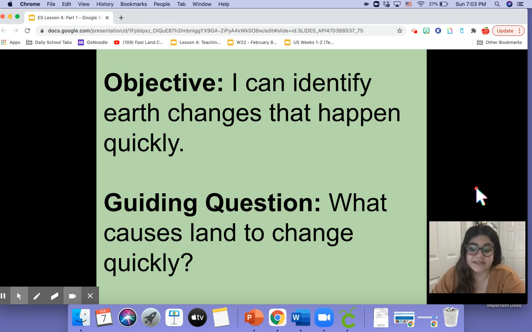Remember, objective is our goal. What do we want to learn by the end of this lesson? Let's read together. Objective. I can identify Earth changes that happen quickly. So again, we talked about various changes on Earth that can happen. Some can happen very slow, but some can happen very fast. And these are the lessons that we're going to talk about, changes that happen quickly. So keep that in mind.